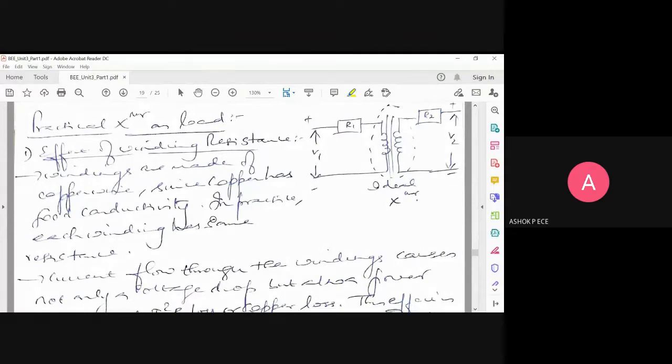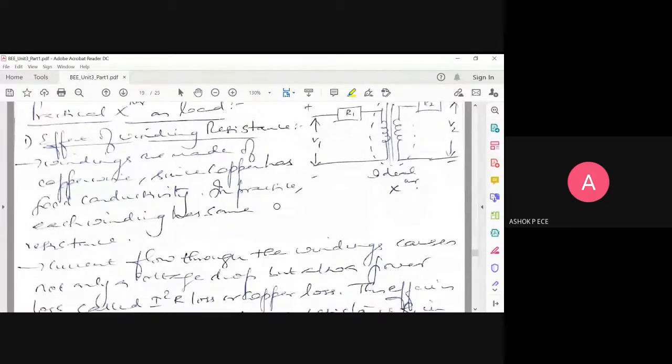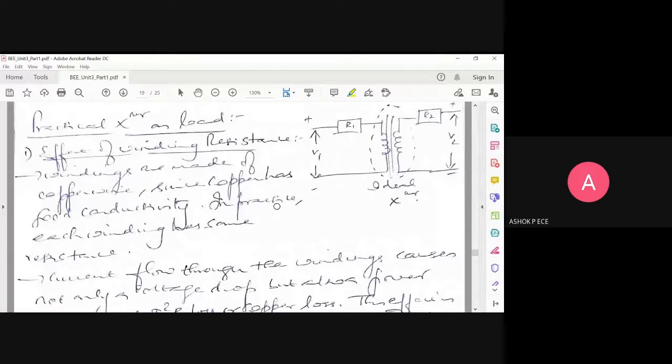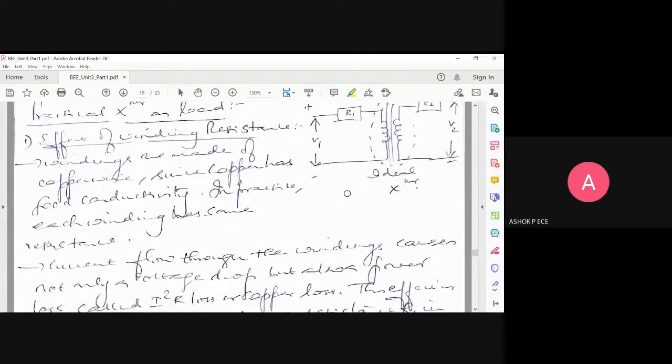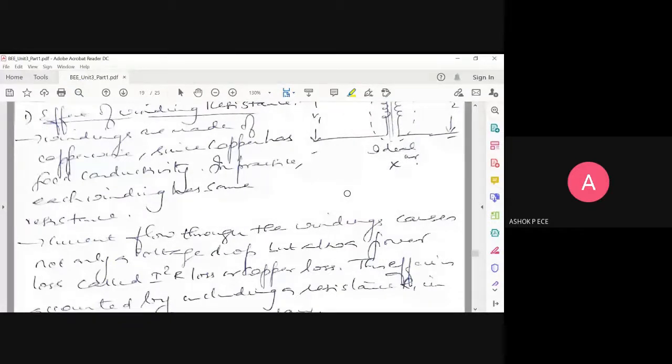So first one is effect of winding resistance. See here, we have primary and secondary winding, right? And these windings are always made up of wire. Wire means copper. Copper is a very good metal; it has a very good amount of conductivity. When a current passes through a metal, definitely you will have heat, and that is going to be in the form of I square R loss, or you're going to call it copper loss.